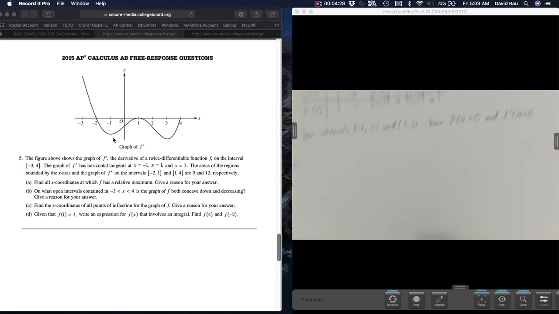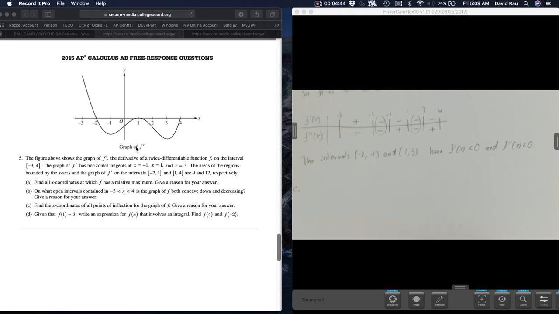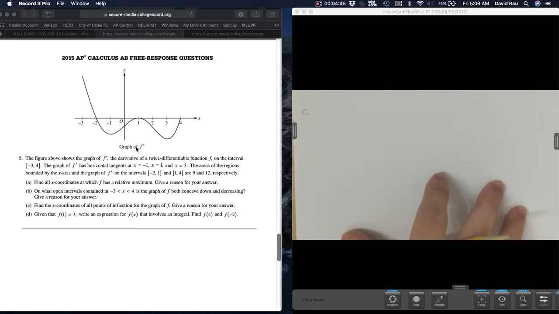Big key to that question is noticing the horizontal tangents and the fact that you're looking at f prime. You're not trying to find where this graph changes concavity. You're trying to find where this graph changes from decreasing to increasing, because you already are looking at f prime. That's the big key there. Caught myself for a second thinking about that.